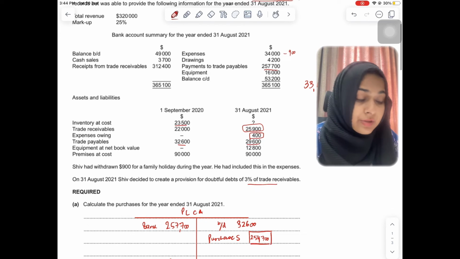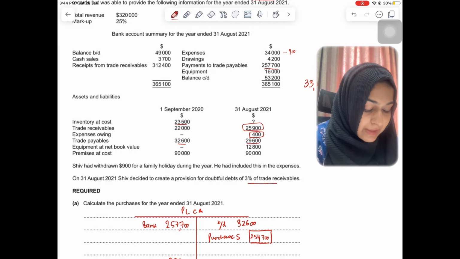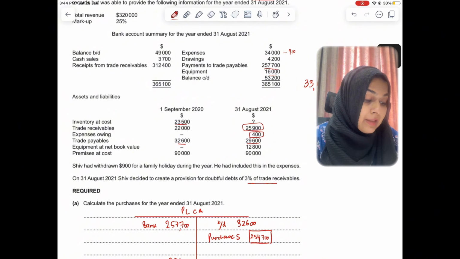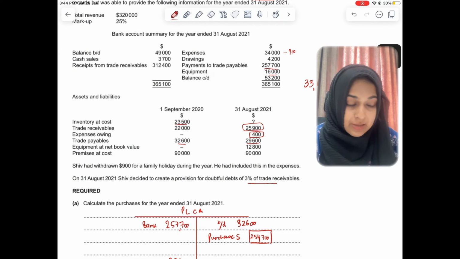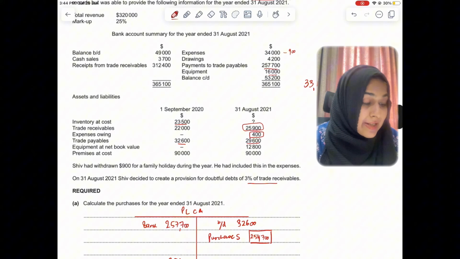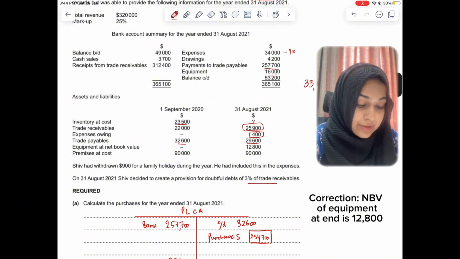In any incomplete records question, you might not find depreciation very direct, but there is always depreciation taking place. You have equipment at net book value, but at start you have no equipment, so you don't have any net book value at start of the year. But during the year, we had purchased equipment for 16,000. So the cost of equipment purchased during the year was 16,000. In the end, we are left with the net book value of 12,800. So whenever we purchase a non-current asset, the cost and net book value are the same. But during the year, of course, the asset got depreciated, because of which the remaining value is now 12,800.